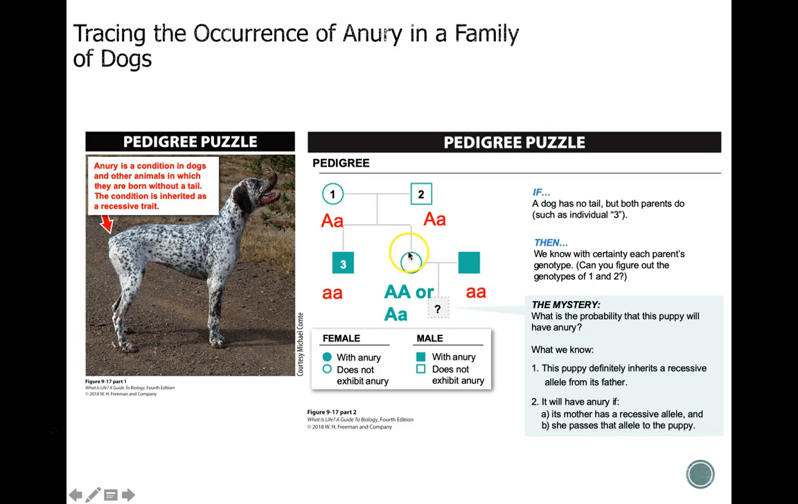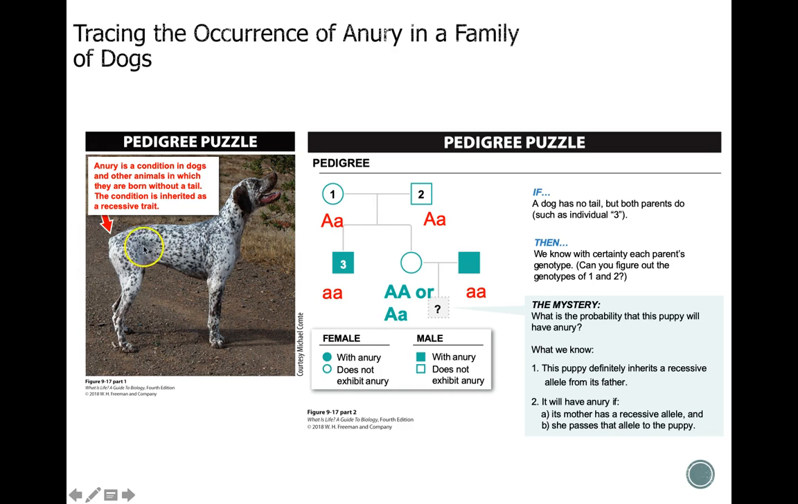Now, we know that this individual does have a tail. That means they don't have the homozygous situation for anury. So we know that this individual has to have at least one dominant allele. So they are either AA or big A, little a. Now, we want to know the chance that any puppy produced from these individuals would also have the anury condition. So we can use the rules of probability to figure this out.